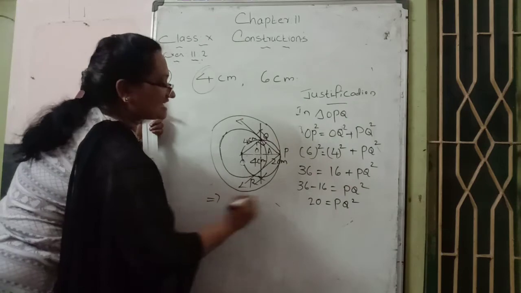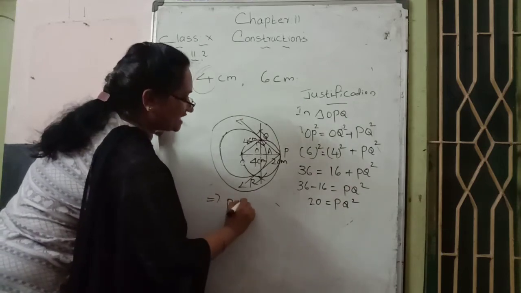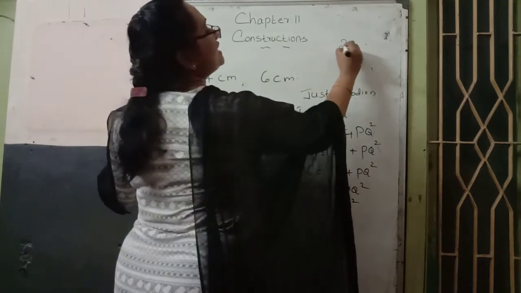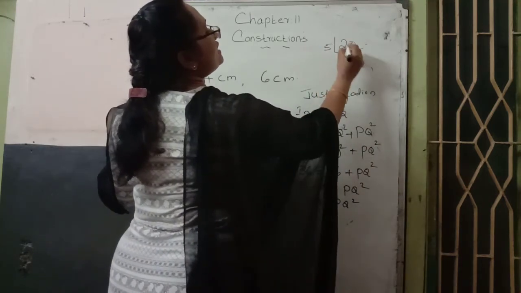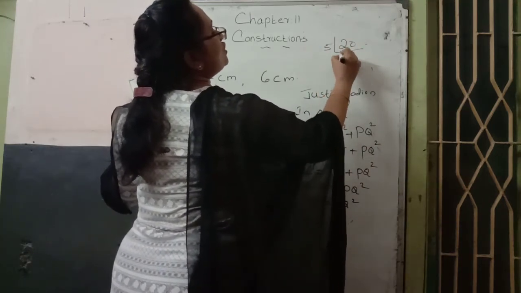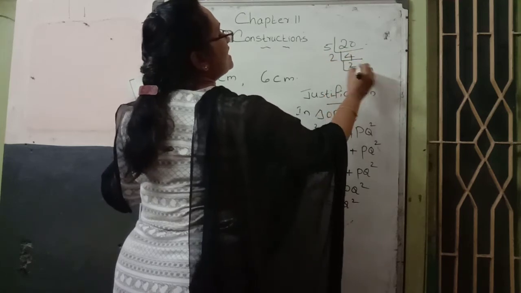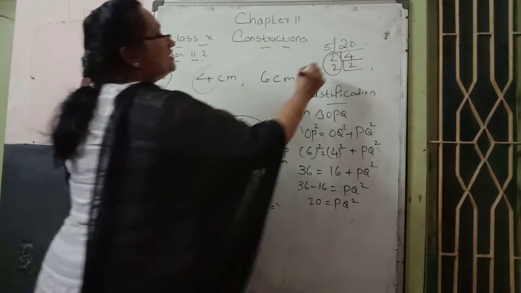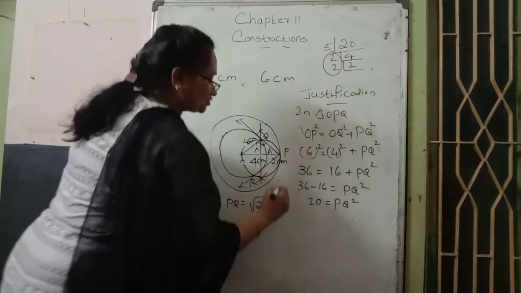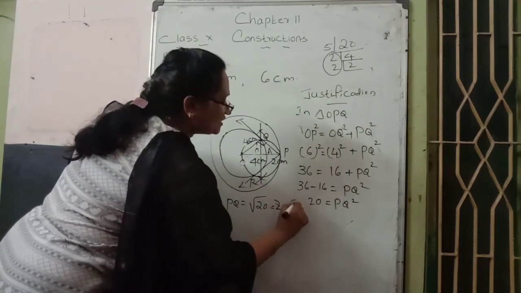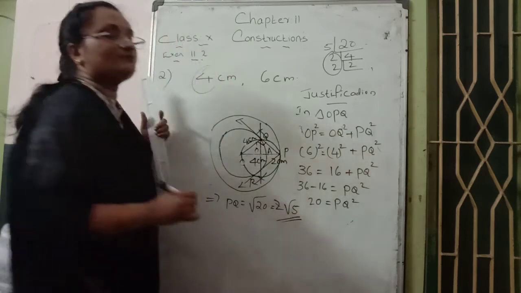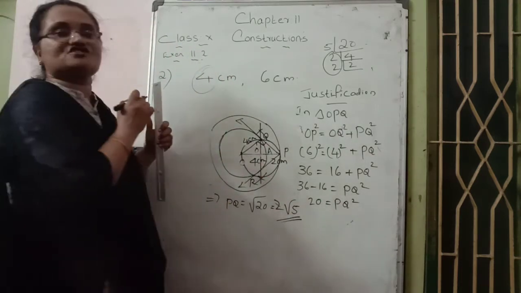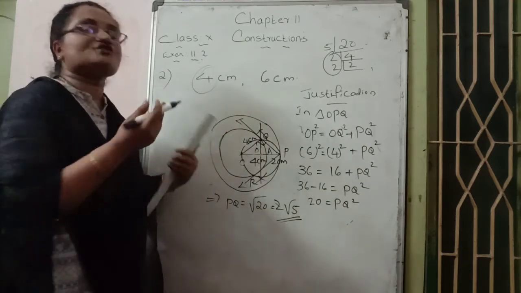This implies that, as we want the PQ side value, we take the square root of 20. What is the square root of 20? Prime factorization: 20 means 4 times 5, and 4 is again 2 times 2. Here 2 has a pair but 5 has no pair. From the pair of 2s, one 2 is taken outside; 5 has no pair, so it stays inside the root. So PQ is the tangent, the first tangent. How much did we get? 2 root 5.